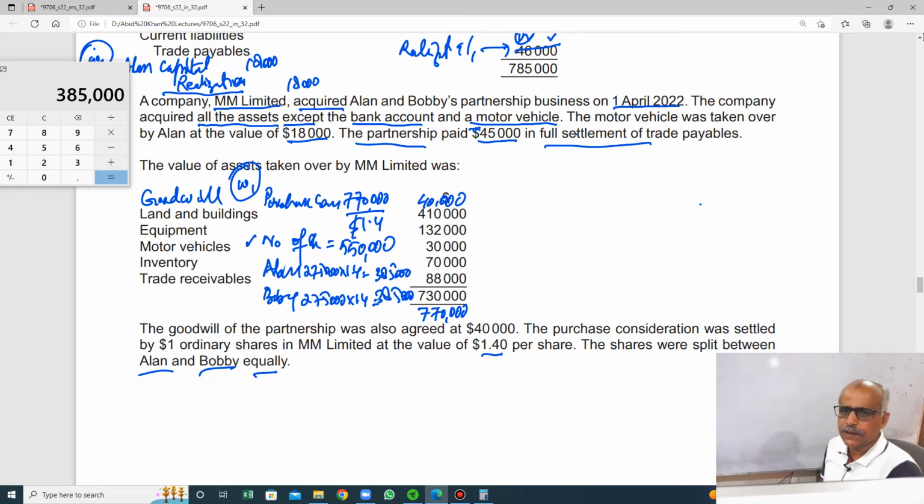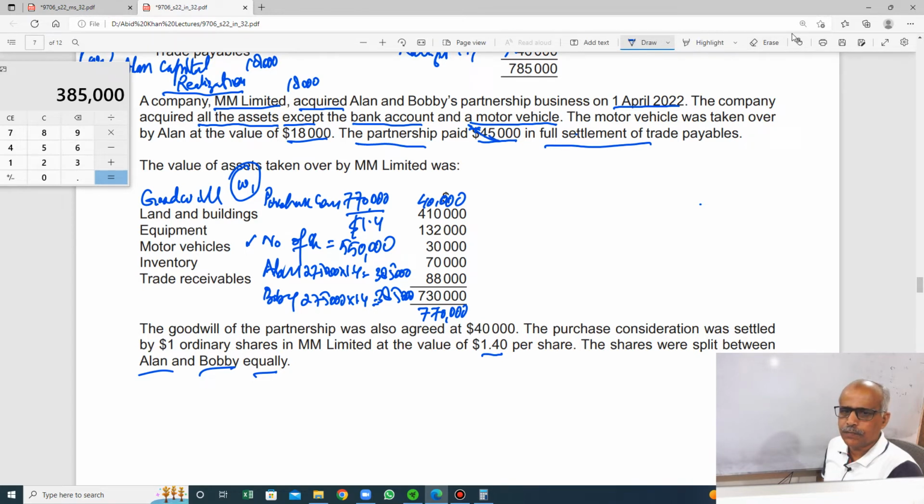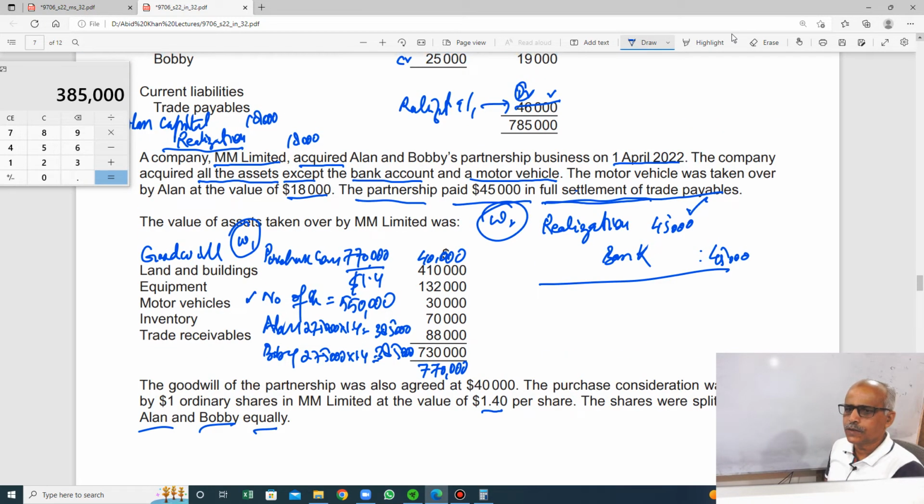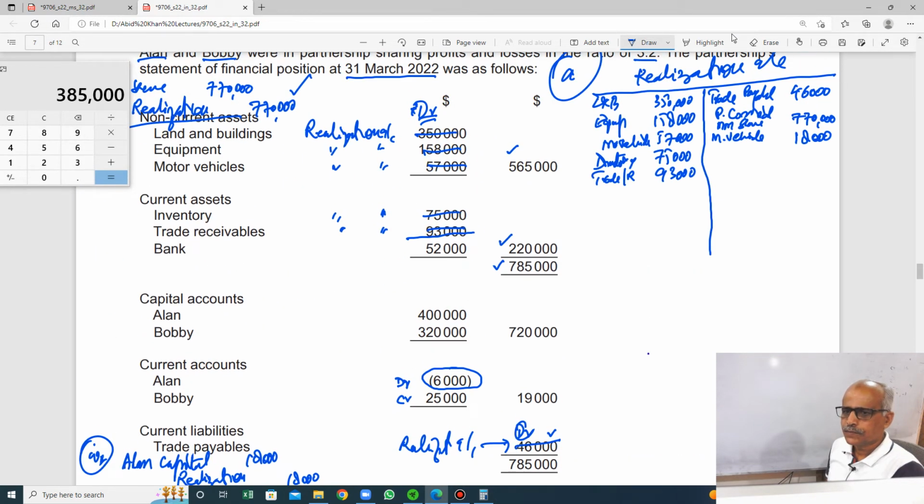partnership paid 45,000 in settlement of, so working two, what will be the entry for this? 45,000 they have paid, then 45,000 bank will get credited, and again you have closed down your liability into the realization account. So every settlement will be done through the realization. So realization account we will debit, and bank will credit. So realization 45,000 you will put into realization account.